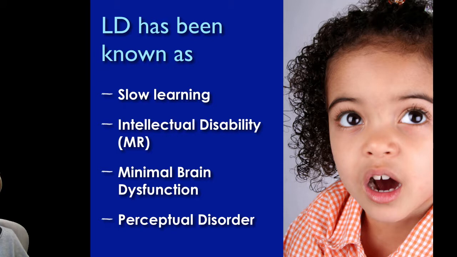Learning disabilities has been confusing to educators and scientists over many years. It's been known as slow learning. It's been confused with intellectual disability or cognitive impairment. It's been called minimal brain dysfunction, and it's been called perceptual disorder, among other names.